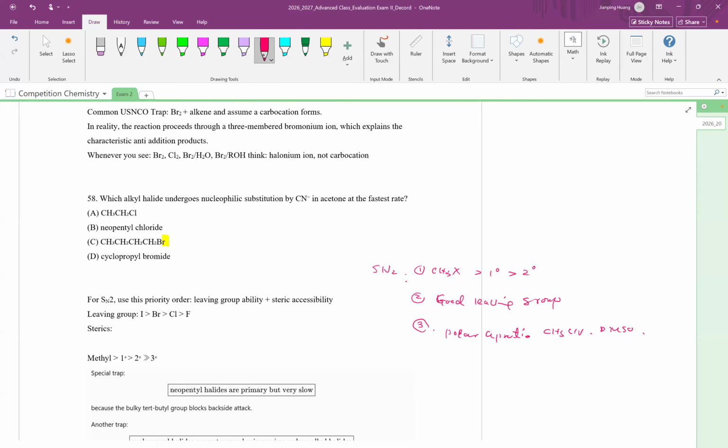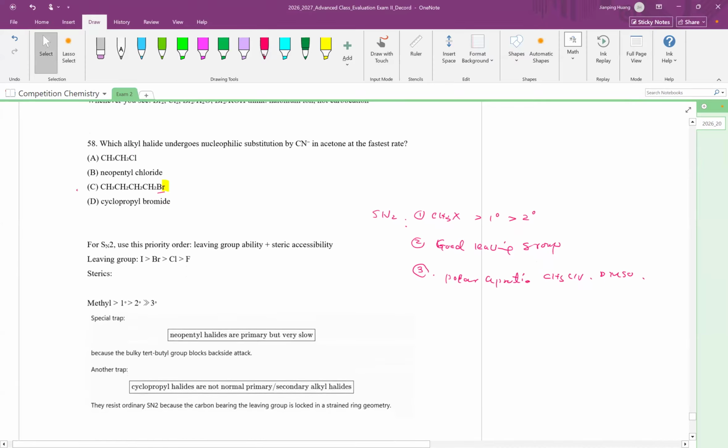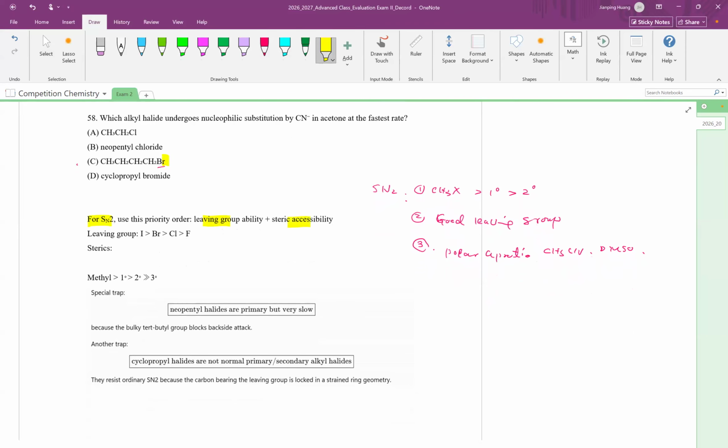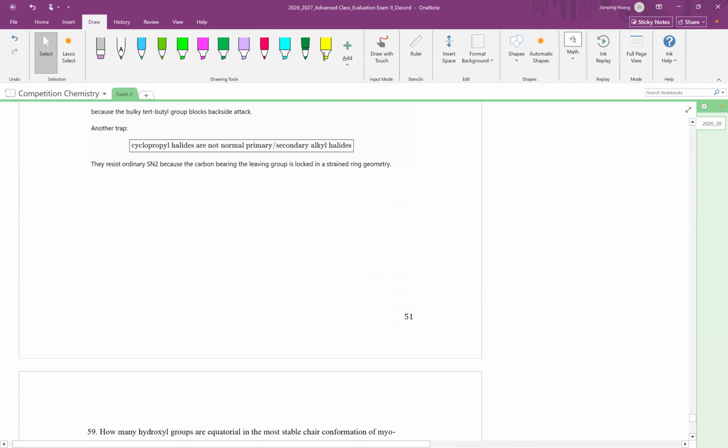Based on this, that's the choice. This is good: it's a primary carbon, and also it's a good leaving group, right? So here I summarize for you for the SN2 reaction, okay? You want a good leaving group, like tosylate. Do you see? Yeah, I'll go to the next one. Almost done, we are good.